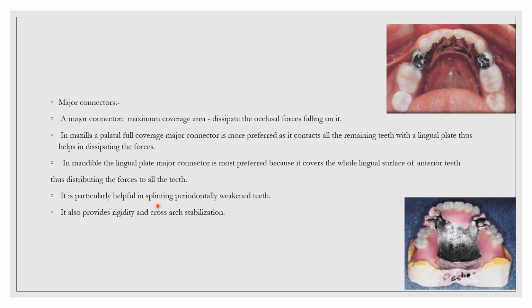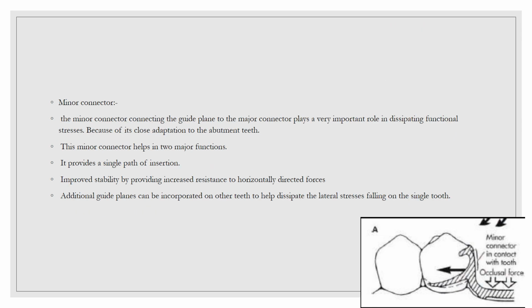It is particularly helpful in splinting periodontally weakened teeth, especially this one. So a little bit is okay, but not too much mobile or periodontally weak teeth can be used. Ideally, a more or less perfect occlusion should be used for the CPD. It also provides rigidity and cross arch stabilization. All right, coming to the minor connector, so this is the second last slide, guys.